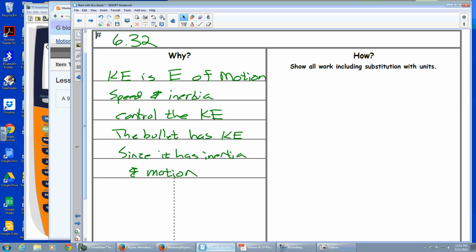Right away, they told me it was 9.00 grams. I don't like grams, I want kilograms. So going from grams to kilograms, I've got to move it over 3 places. I'm going to write it as 9.00 times 10 to the negative 3 kilograms. Or if you wanted to write that out in decimal, it would be 0.009.